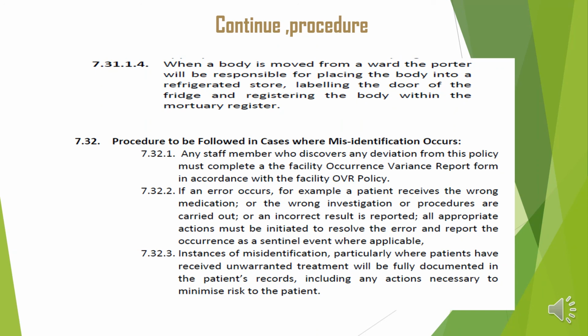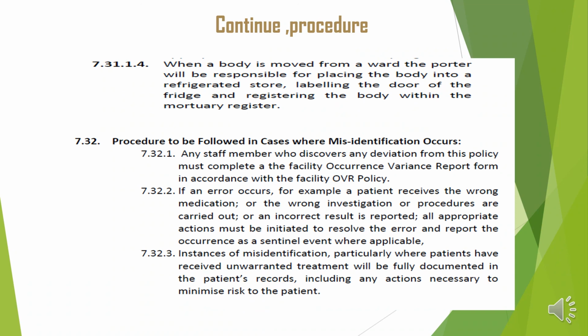For example, you ask the patient, what's your name? He says, my name is Ali Ahmed Ismail. And you see that the name written on the wristband is Hussein Muhammad Ahmed. It's different. The wristband is not matching the patient himself. What will you do? Any staff member who discovers any deviation from this policy must complete the facility's OVR. You have to fill in the occurrence variance report form in accordance with the facility OVR policy.